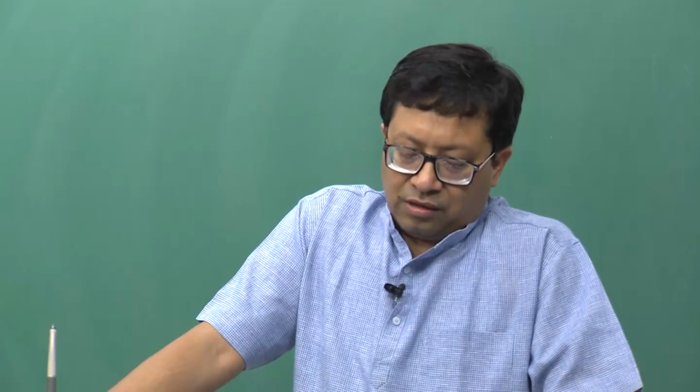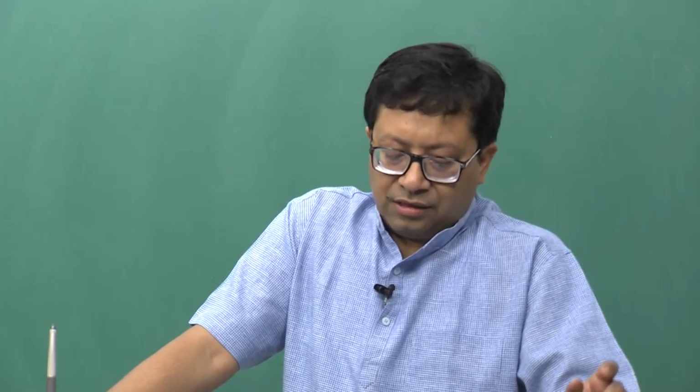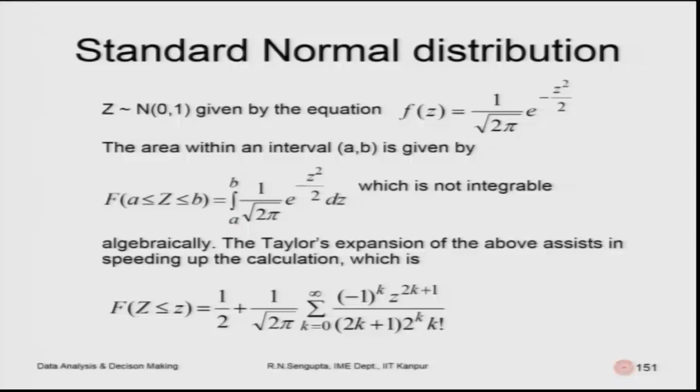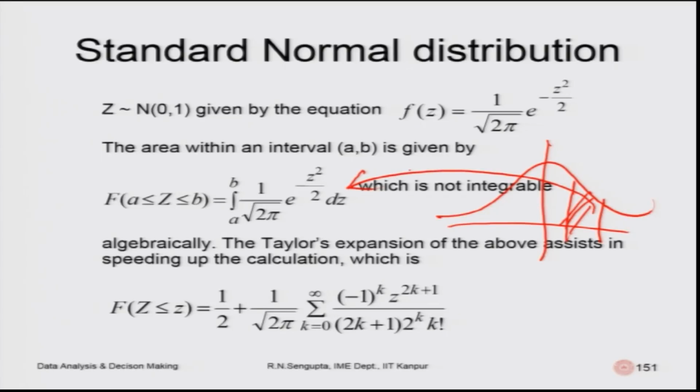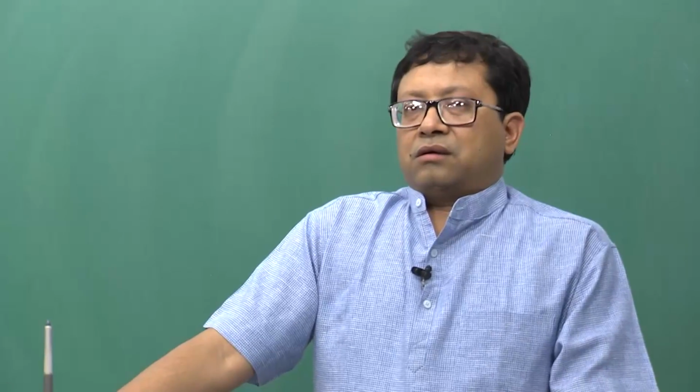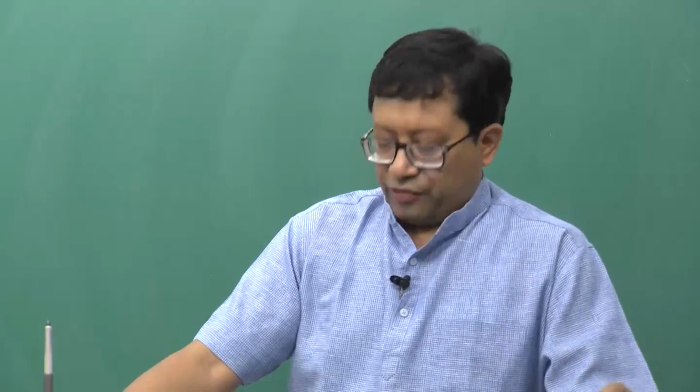The area within an interval a b is given by this equation. You want to find the overall area between a and b. This area is given by the integral from a to b of 1 by root 2 pi e to the power minus z square by 2 dz, which is not integrable algebraically. Hence in many cases we use the Taylor series expansion of the above to do the calculation quickly. This is the Taylor series expansion on which we will base it. This half is coming because on the left hand side you have already covered from minus infinity to 0, which is 0.5.